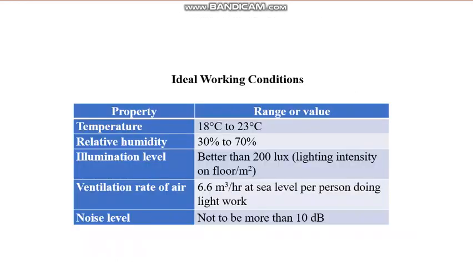Okay, now the ideal working conditions are given here. The temperature range is 18 degrees centigrade to 23 degrees centigrade. This is an ideal temperature to work. The relative humidity should be 30% to 70%. The illumination level should be better than 200 lux, that is the light intensity on the floor per meter square. The ventilation rate of air is 6.6 meter cubes per hour.